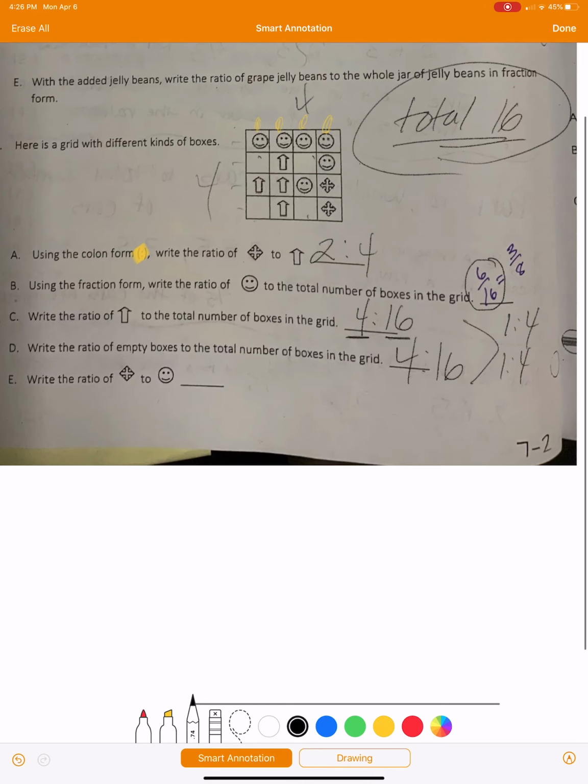Write the ratio of little stars or crosses to smiley faces. 2 to 1, 2, 3, 4, 5, 6, so 2 to 6. Okay, so there's the first page. I want you guys to try pages 7.3 and 7.4. We'll give you like 5 minutes to try 7.3 and then 7.4.